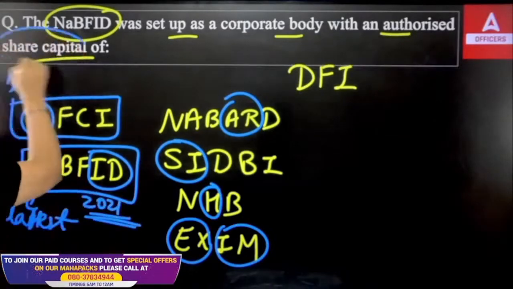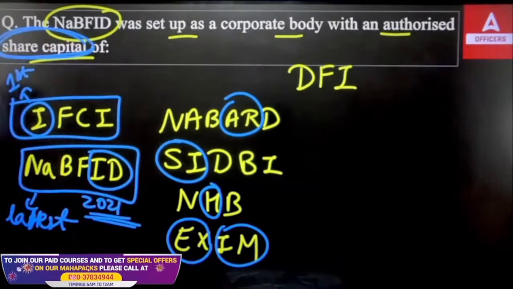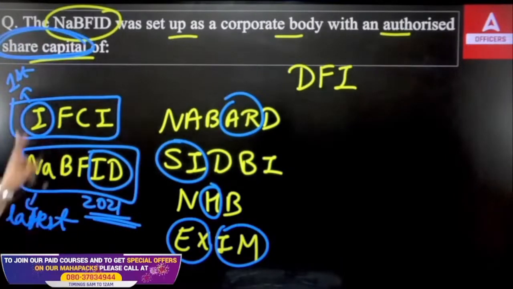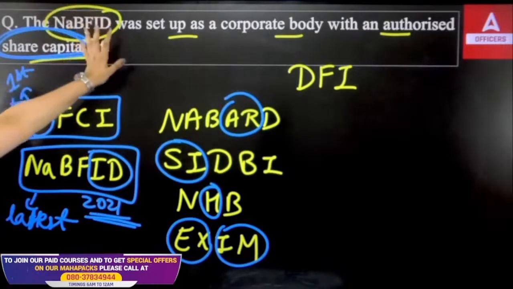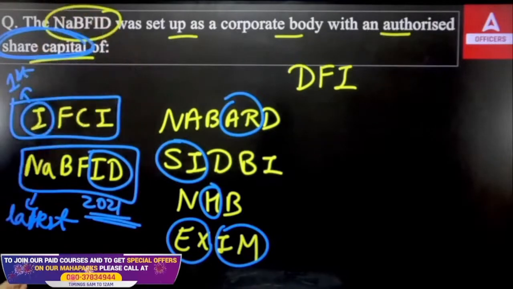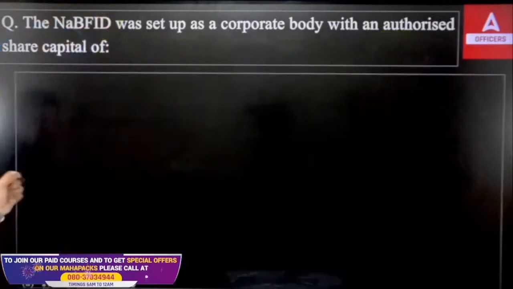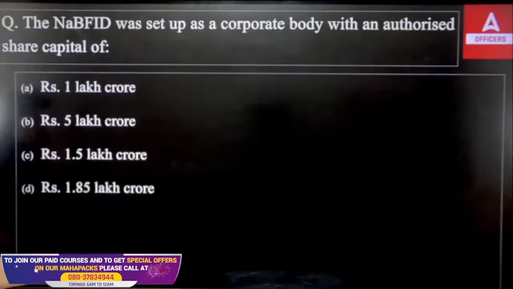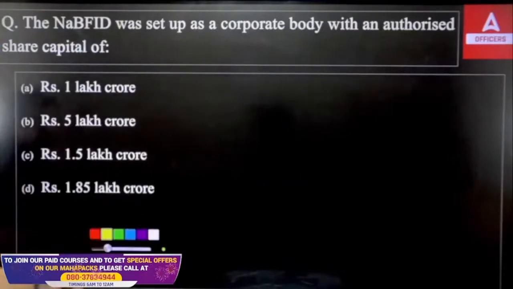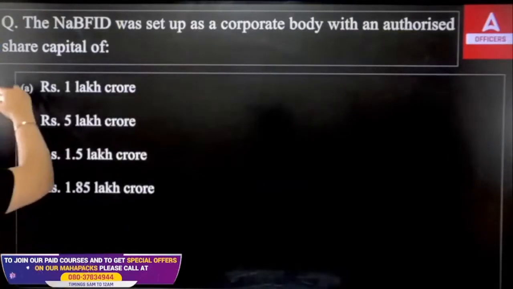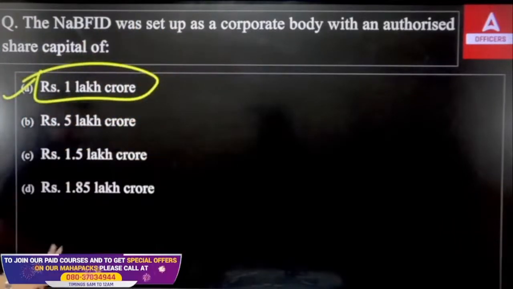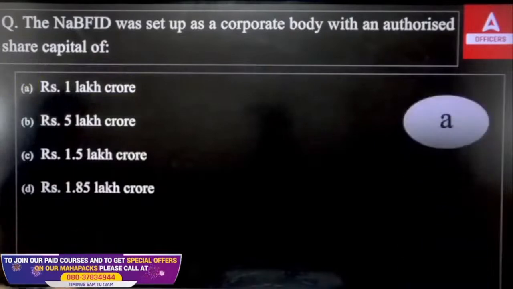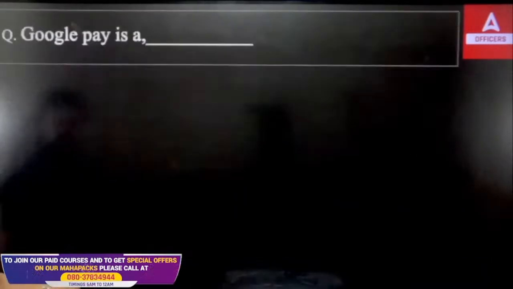So what was the authorized share capital when NaBFID was established? The same question was also in the May 2023 paper. Which of the following is the right option? 1 lakh crore, 5 lakh crore, 1.5 or 1.85. The right answer is 1 lakh crore. The 1 lakh crore was the authorized share capital of NaBFID. It was established in the year 2021. Do remember that this is a very important part.